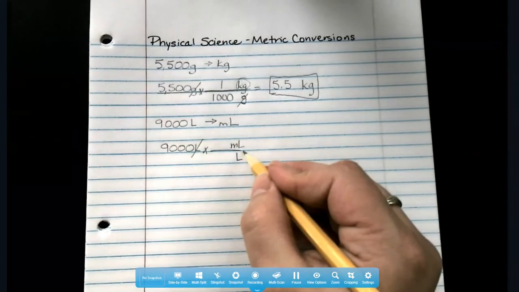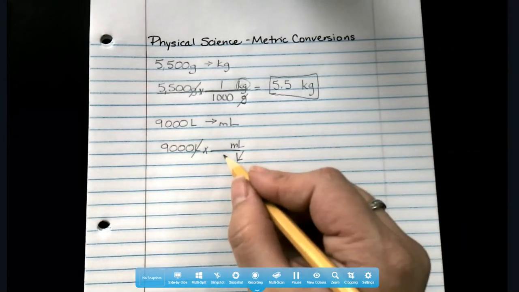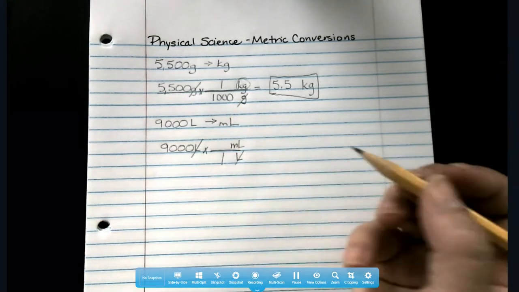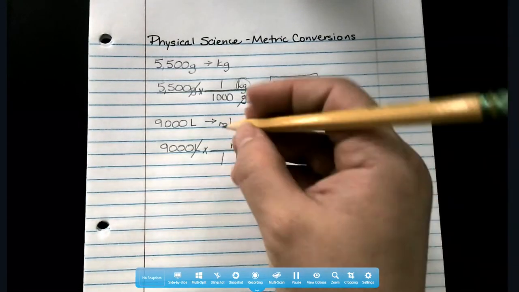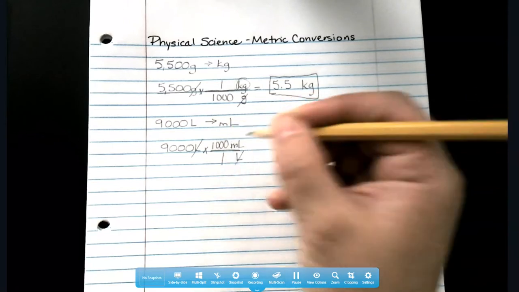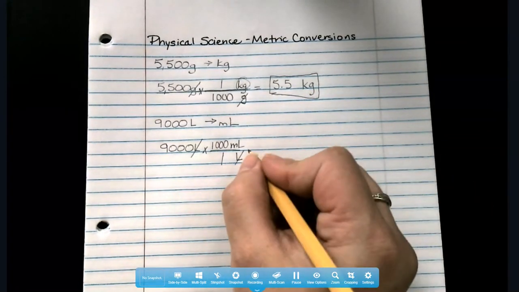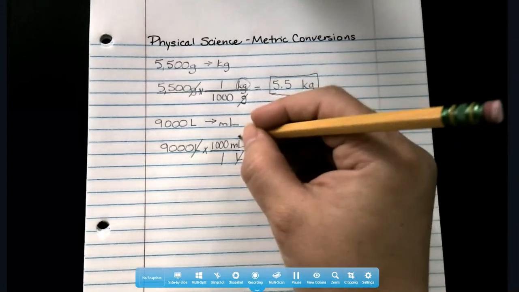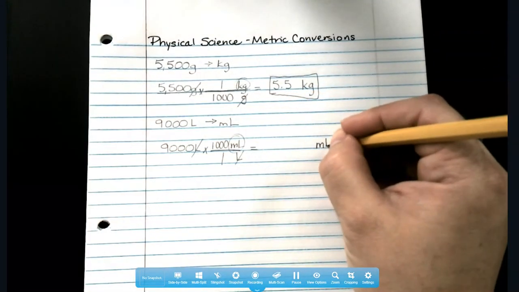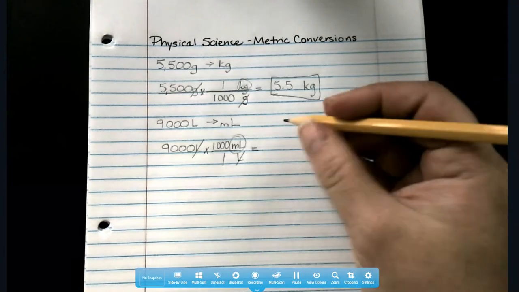So now I can cancel the liters. Liters gets the 1 because it's bigger. Prefix milli means 1,000. So now I take 9,000 times 1,000. It's going to give me my answer in milliliters. 9,000 times 1,000.